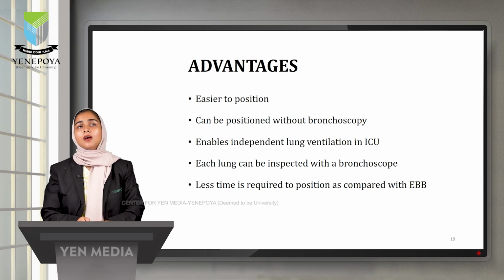Now we are moving to the advantages of double lumen tube. It is easier to position, can be positioned without bronchoscopy, and enables independent lung ventilation in the ICU. Each lung can be inspected with a bronchoscope. Less time is required to position as compared to endobronchial blockers.